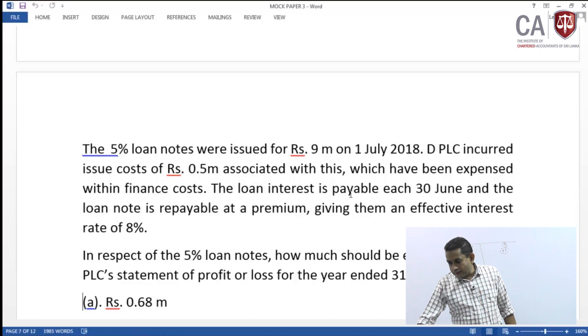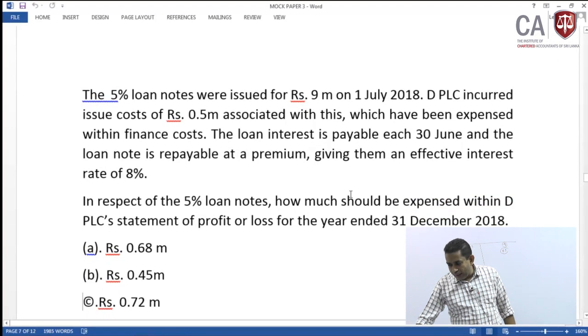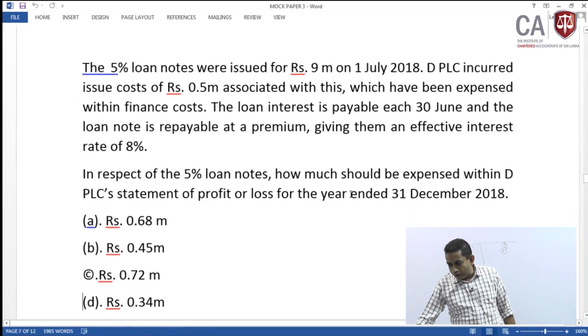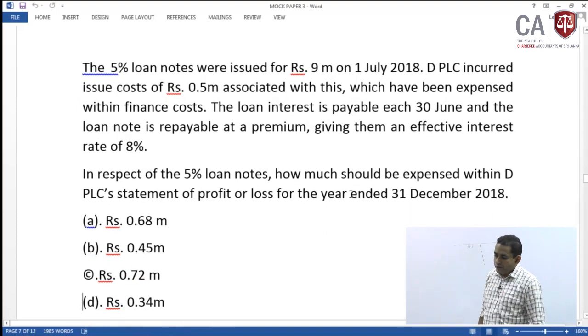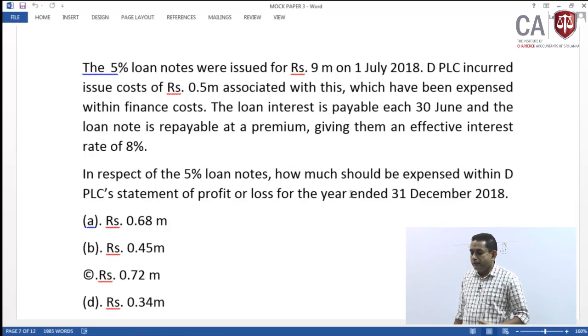the loan interest is payable each 30th June, and the loan note is repayable at a premium giving an effective interest rate of 8%. In respect of the 5% loan notes, how much should be expensed within DPLC statement of profit or loss for the year ended 31st December 18?